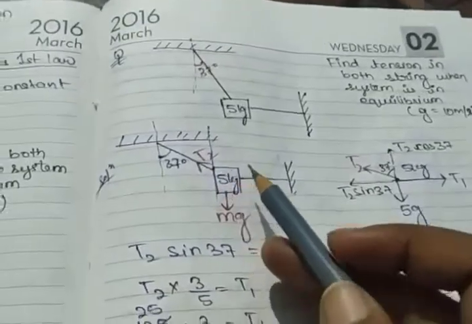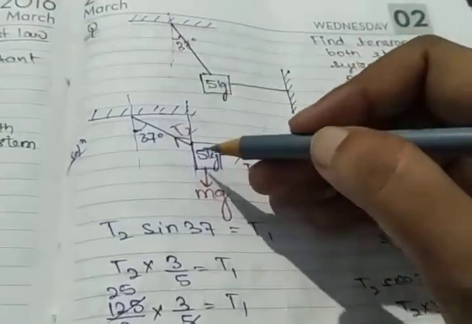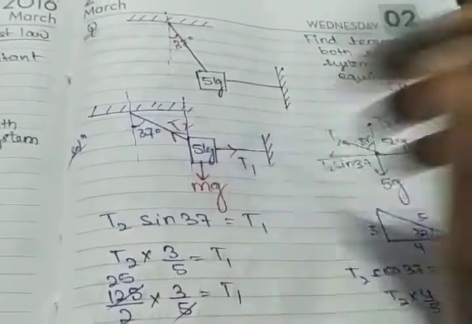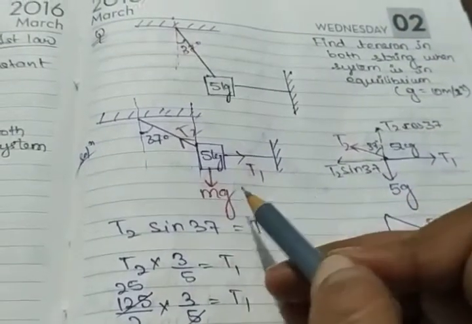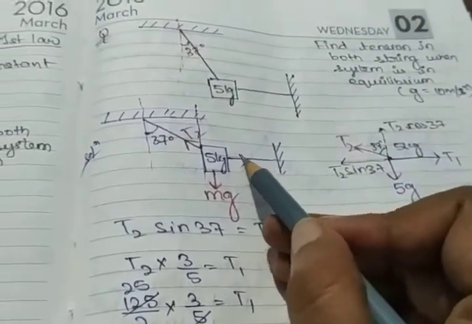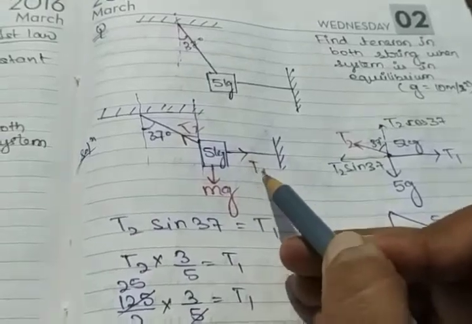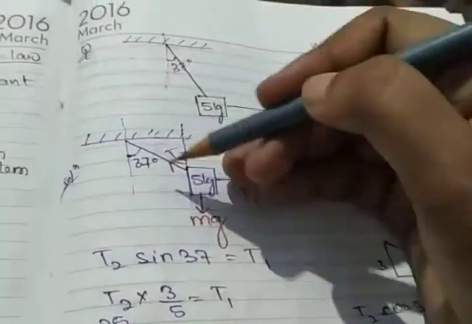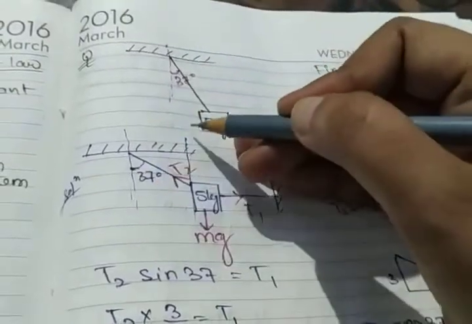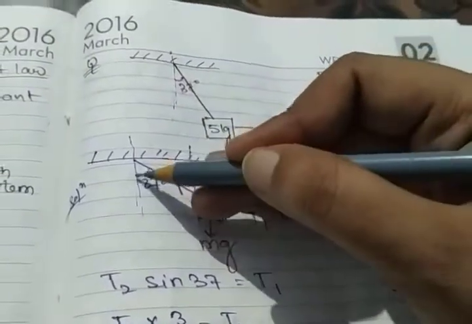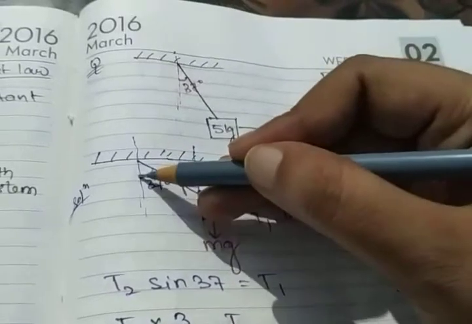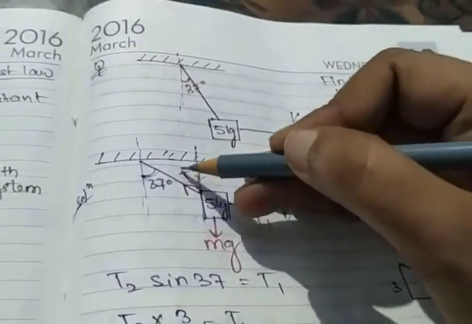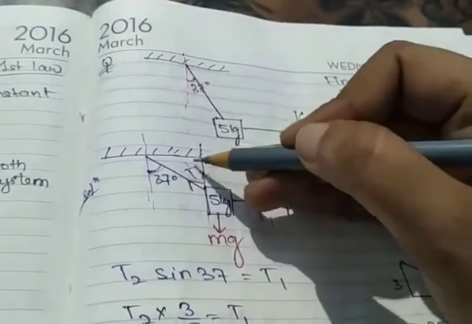So let us draw first what are the tensions. So this is the 5 kg mass. Let us consider this mass and draw all the forces related to it. So here we can see, away from the body, T1 tension, and here this is another string, so T2 tension. Now if I draw a parallel line like this over here, this is the intersecting line. So this is parallel, which means this is 37, and this is also 37. If this is theta, this is theta.